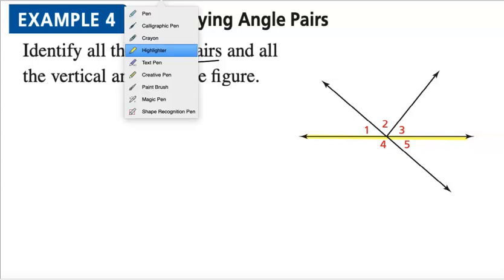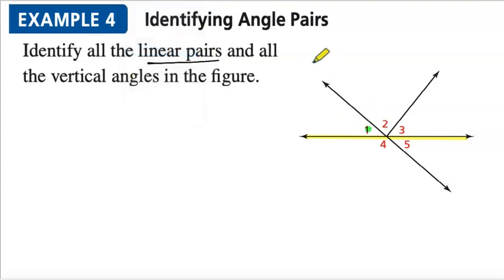Okay, linear pairs are in groups of 2, and on this straight line here, I see 3 angles: 1, 2, and 3, and I only want pairs of 2. So a linear pair is not 3 angles, it's 2 angles. So on that straight line, I don't see anything on top that's a linear pair.